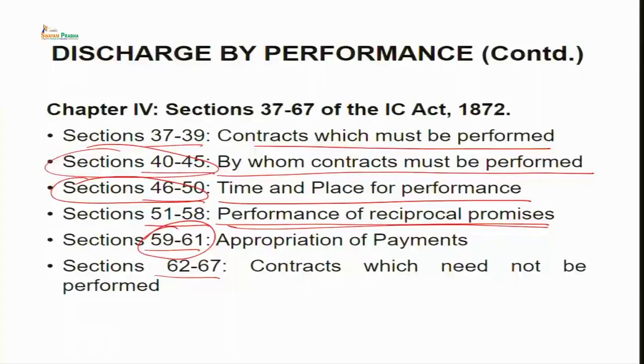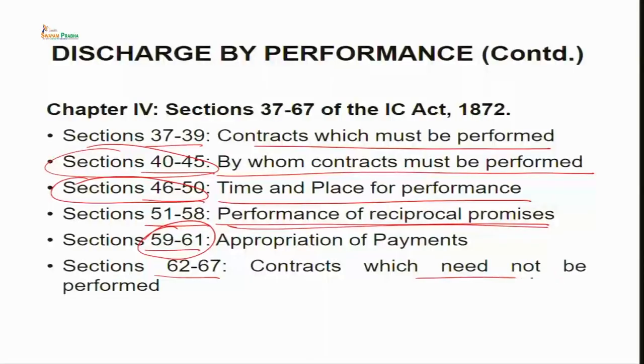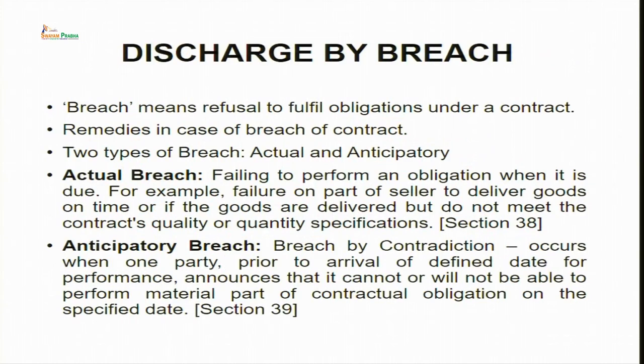Now, 62 to 67 deals with contracts which need not be performed. Under this set of sections, we would be discussing the discharge of a contract by mutual agreement or mutual consent. For example, where the parties have mutually decided to terminate the contract or do away with the contract. So, we can justify these as contracts which need not be performed because the parties have decided so. This is one of the examples.